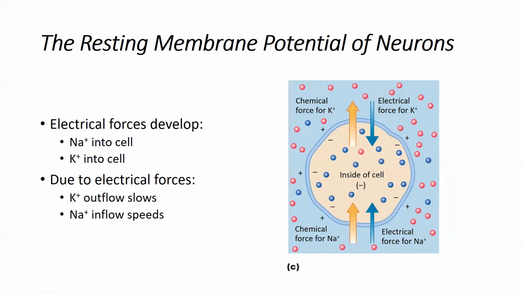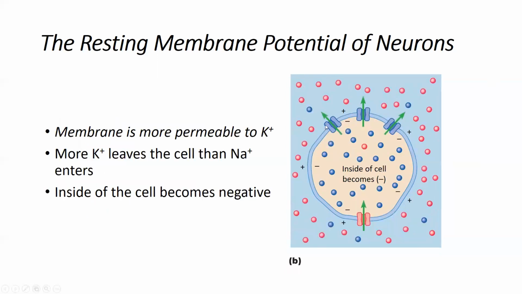Any questions? All right, step 3 is that we now develop an electrical force. Because sodium was coming into the cell at a slower rate than potassium was leaving the cell, the inside of the cell is more negative than the outside of the cell. And so what we have is an electrical force at this point that wants to bring both ions back into the cell. I'll say that again. We had 3 potassium channels, 1 sodium channel. Potassium is leaving faster than sodium is coming in.